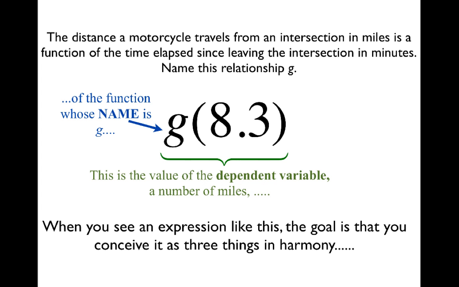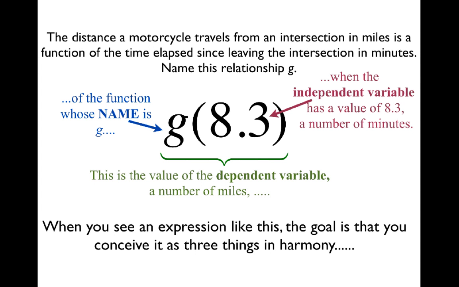Again, G is not a variable. G is not a parameter. Now we're using this letter to signify just a name for the whole function. It represents the whole function. And what's the last part? So which value of the dependent variable is it? It's changing, right? The distance the motorcycle is from the intersection is changing. So which distance is it? It's the distance when 8.3 minutes have gone by since the intersection. So now it's the value of the dependent variable, number of miles, when the independent variable is 8.3, a number of minutes.